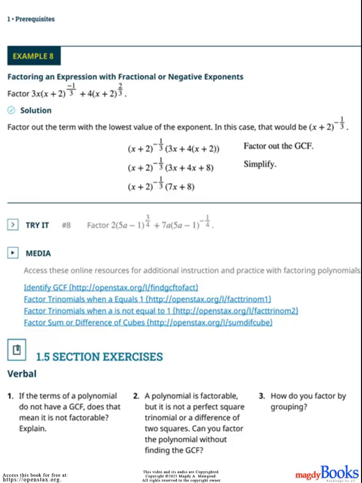Try it number 8. Factor 2(5a minus 1) to the power of 3/4 plus 7a(5a minus 1) to the power of negative 1/4.